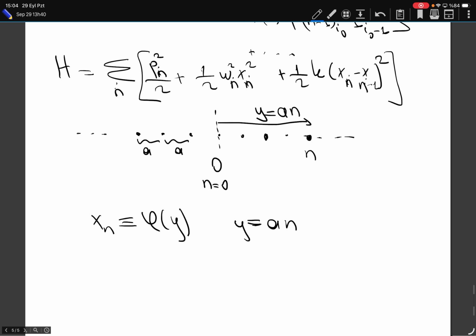No, I'm not getting it. If the a is constant, there shouldn't be any interaction between them. They're just moving in a force field, which is provided by the normal harmonic oscillator potential. But if you add the interaction term, then the position difference between them should change. So that breaks the y equals a n equality.